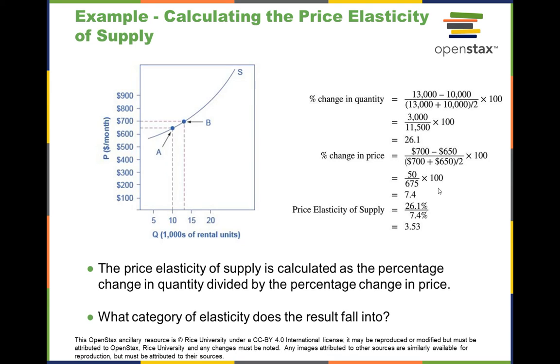But then remember, we have to do the same thing for price. So 700 to 650 is a difference of 50. The average between the two is 675. 50 divided by 675 times 100 is 7.4.